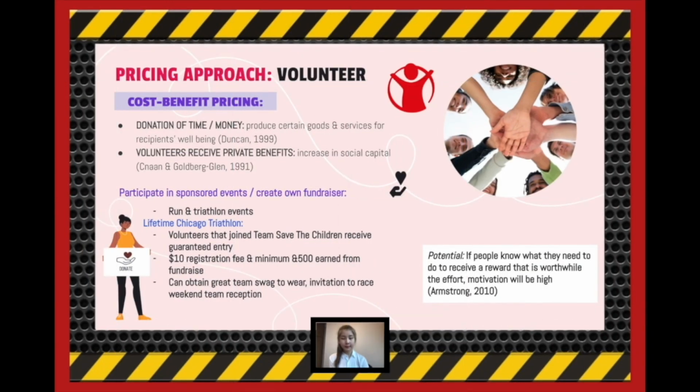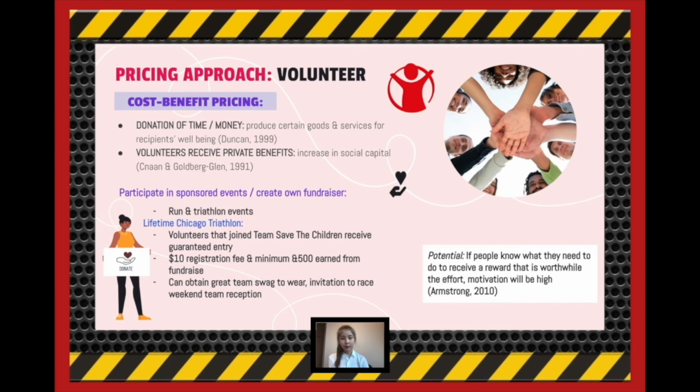For volunteering, they use a cost-benefit approach, which is a donation of time or money to produce certain goods and services that the donor values to further the recipient's well-being. Research suggests that volunteers receive private benefits such as an increase in social capital from acquiring skills through volunteering, but these vary depending on their attitude and the type of volunteering work they choose to do. For Save the Children, they offer and welcome all committed individuals to apply as their skilled volunteer and allow them to either participate in their sponsored event or create their own fundraiser for kids.